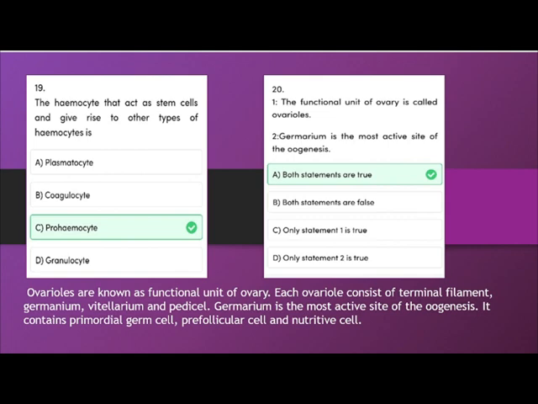The ovarioles are known as the functional unit of the ovary. Each ovariole consists of terminal filament, germarium, vitellarium and pedicel. Germarium is the most active site of oogenesis, and it contains the primordial germ cells, prefollicular cells and nutritive cells.